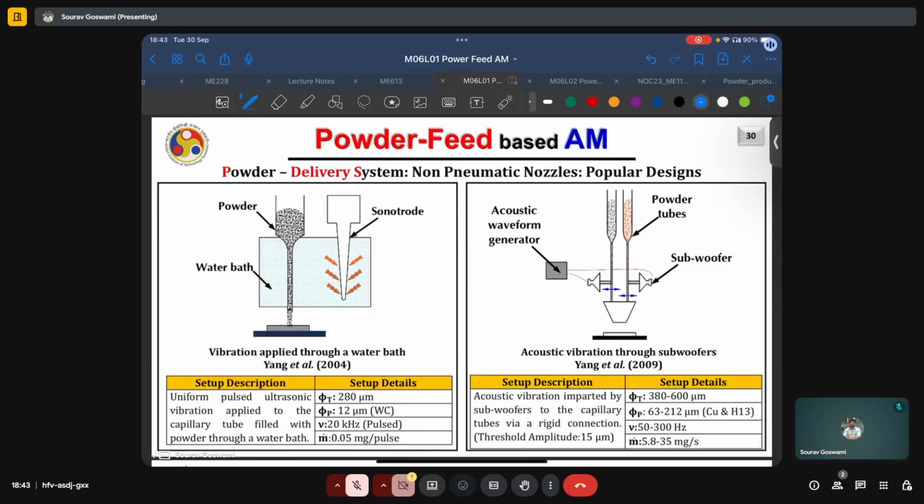The diameter of the powder particles was 12 micrometers, so again very fine powder, this time of tungsten carbide. The frequency of vibration was 20 kilohertz and it was not continuous, rather it was applied in a pulsed fashion. And the mass flow rate again being very small, 0.05 milligram per pulse. But then you have 20,000 of these pulses in a second, so it can add up.